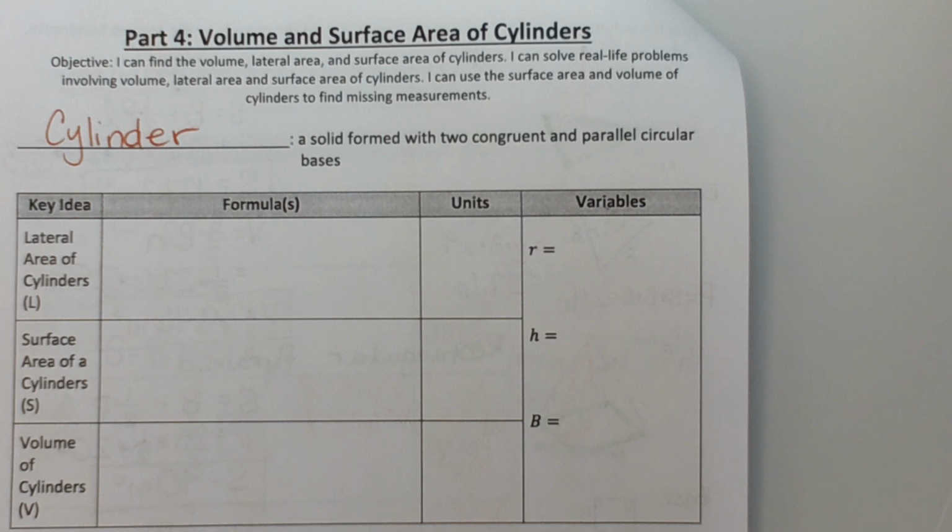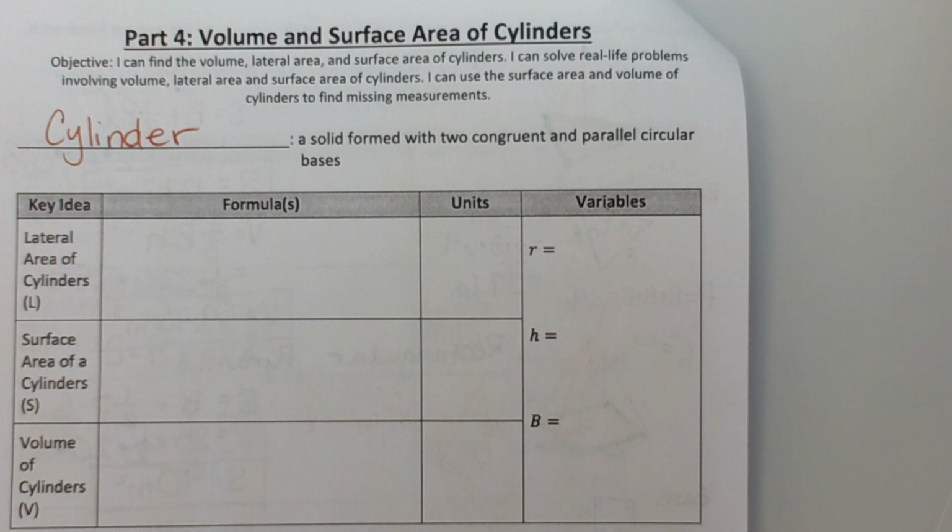But wait a second. Isn't a rectangle a parallelogram? We should know that by now. We've been using the parallelogram formula to find the area of the rectangle. Now, what this means is our lateral area can be found by finding the area of said rectangle. How do you find the area of a rectangle? Base times height.